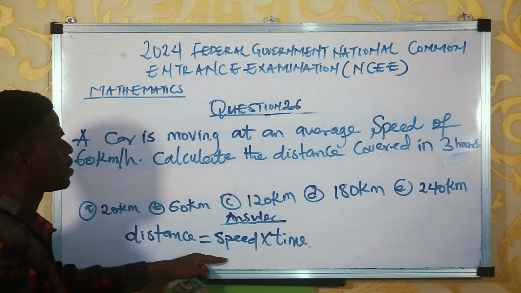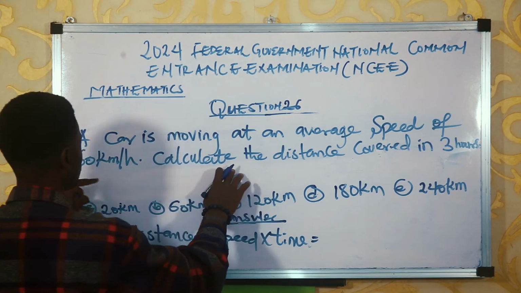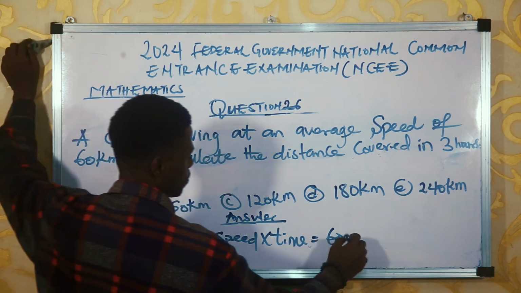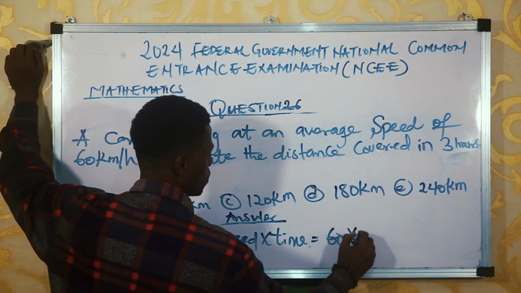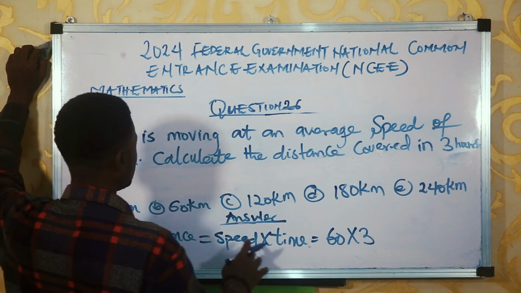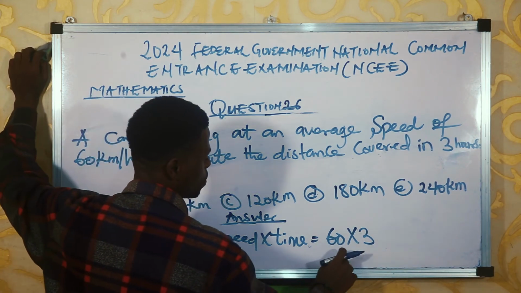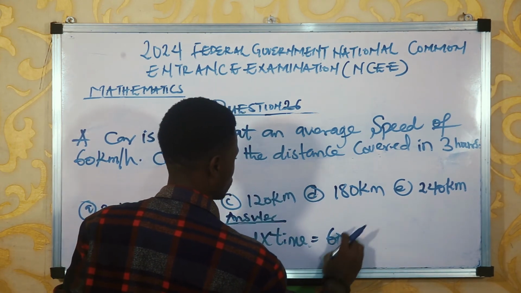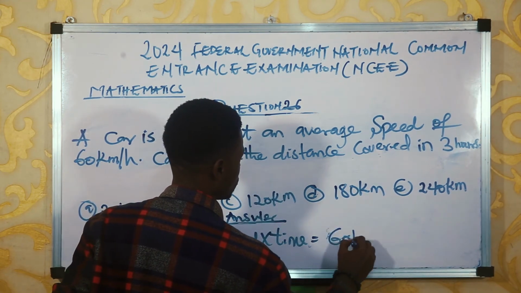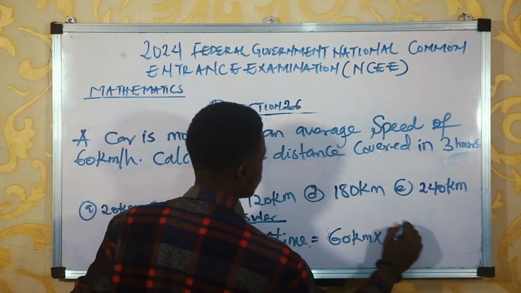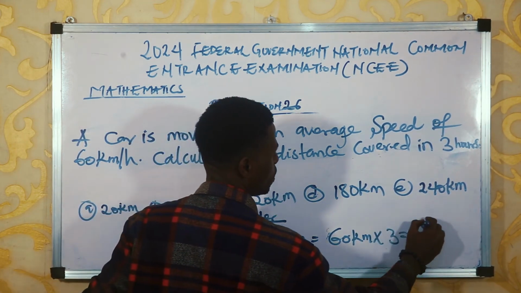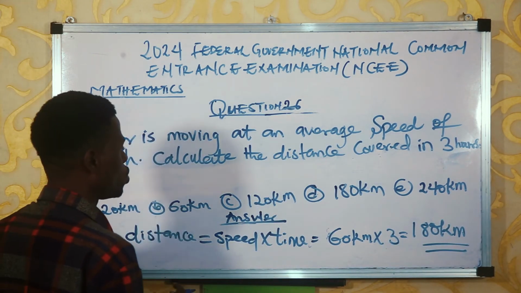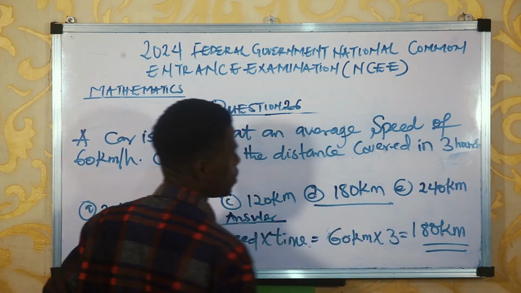Okay. So what's our speed here? Our speed is 60. Then our time is 3. So we're going to multiply by 3. So 60 kilometer times 3 will give us 180 kilometer. So our answer is 180 kilometer, which is option D. Thank you.